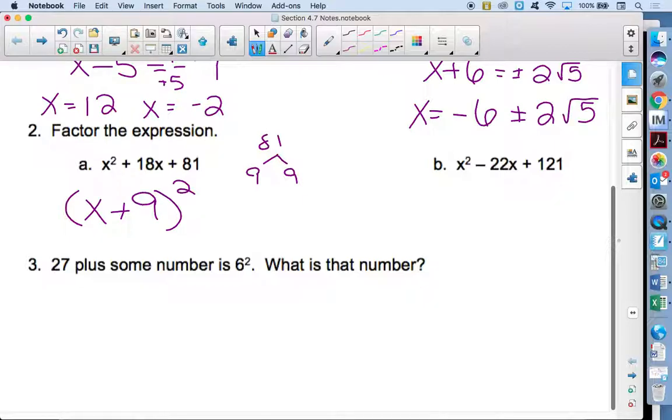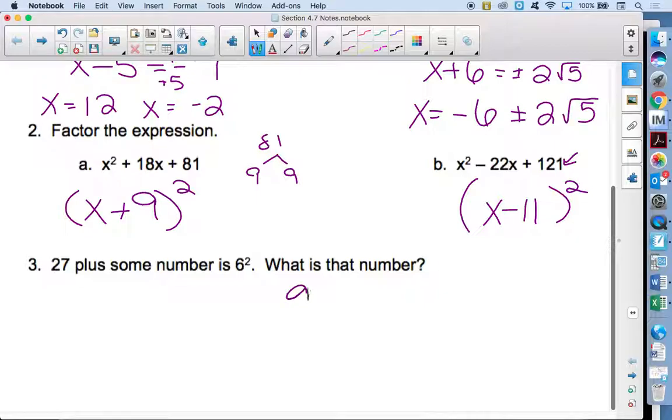So knowing that, if you look at letter B, that would factor as x minus 11 squared. Okay, so x minus 11 squared. 121 is a perfect square. It's 11. 22 is 2 times that value. So number 3 says 27 plus some number is 6 squared. What's that number?